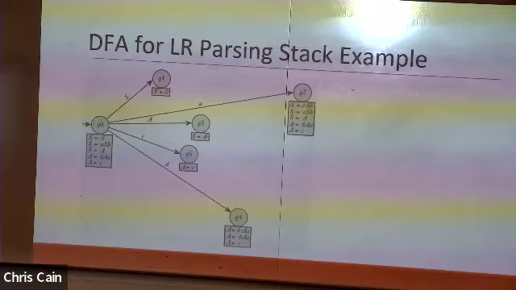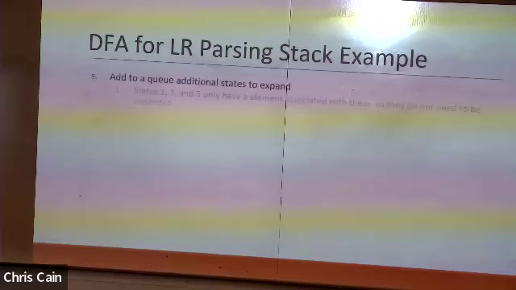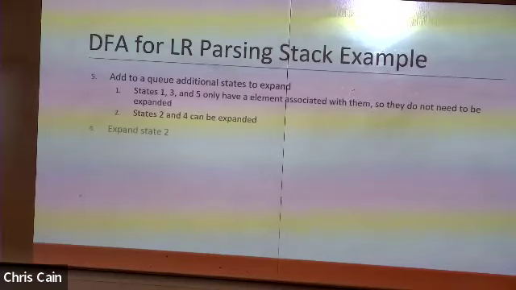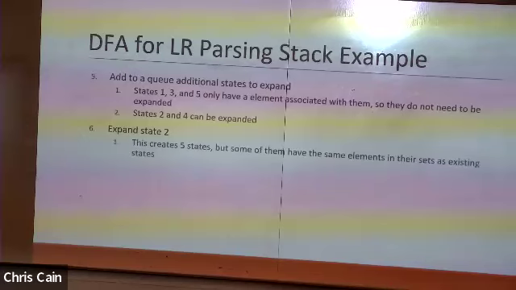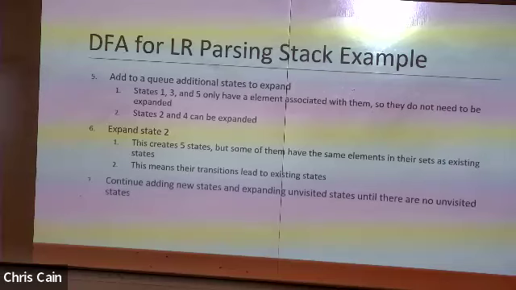But note that when we calculate some of this set, it's going to map to an existing set from an existing state. So that's how you get arrows to existing states. We'll see what that looks like momentarily. So we only need to expand states 2 and 4. We can expand state 2, creating 5 new states, but some of them have the exact same set of elements as existing states. So instead of making a new state for that, they will have a transition that leads to an existing state. We continue this entire process until there are no more unvisited states.